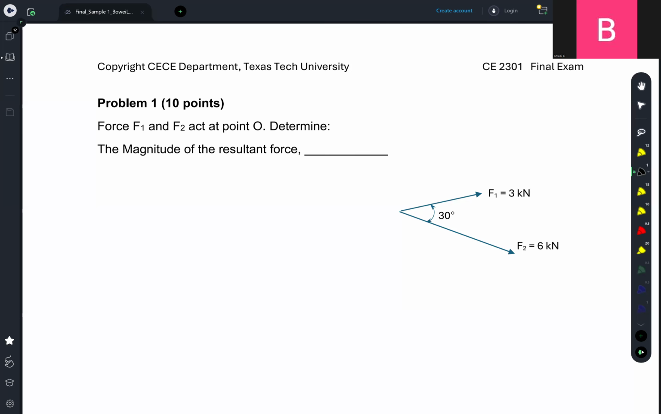Okay, hello class. We are going to talk about the first problem in our sample. Actually, it is final exam sample one.